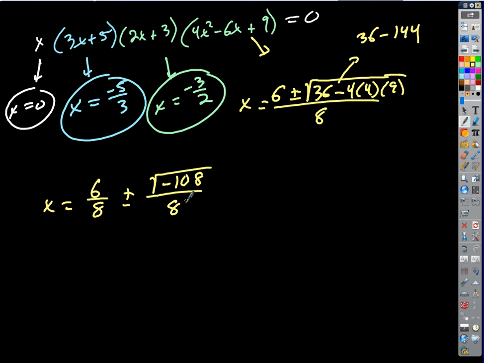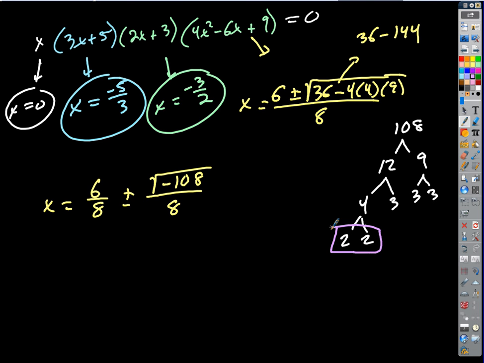Okay, so now we just have to simplify that square root of 108. The negative is going to be an i, right? What about the 108? Let's break it up with a factor tree. 9 and 12 works, there you go. 9 breaks up into 3 and 3, and 12 breaks up into 4 times 3, and 4 breaks up into 2 and 2. Okay, look what we get then. We get a pair of 2s, a pair of 3s, and a single 3, right?